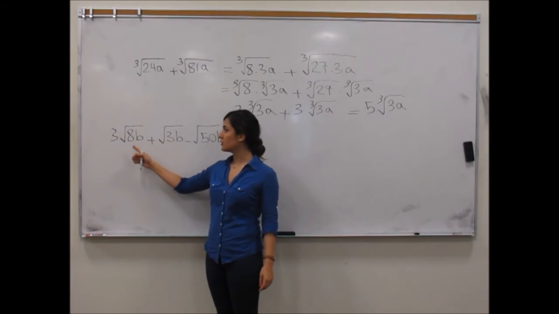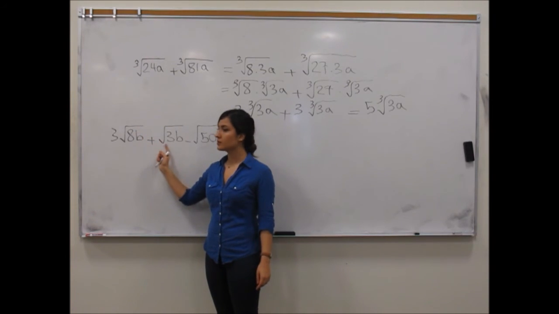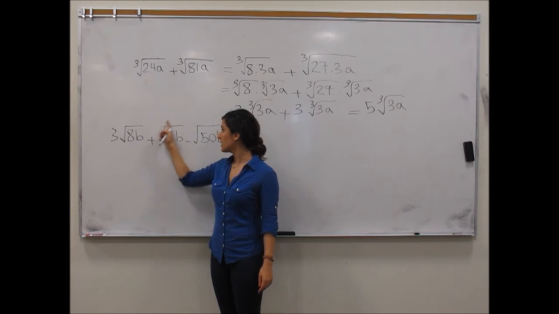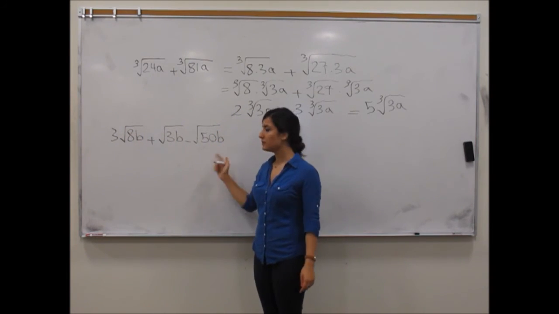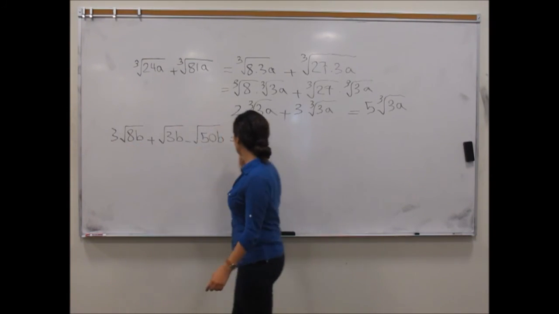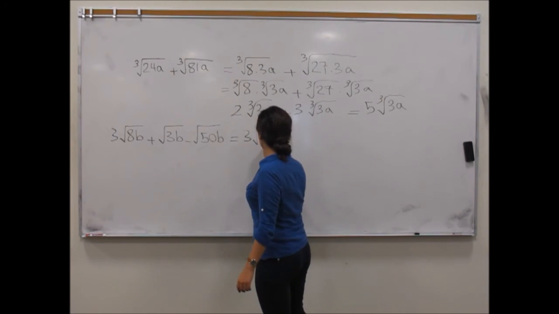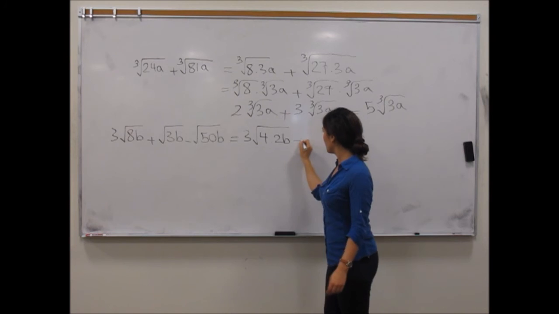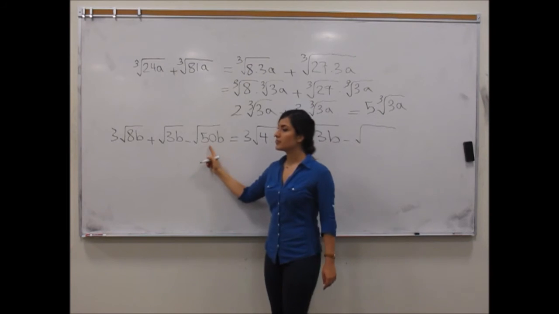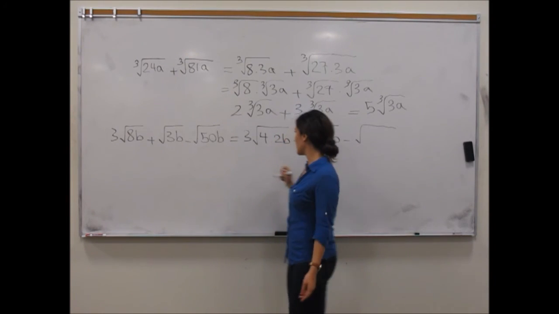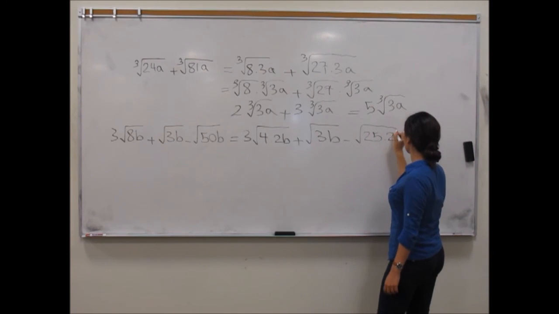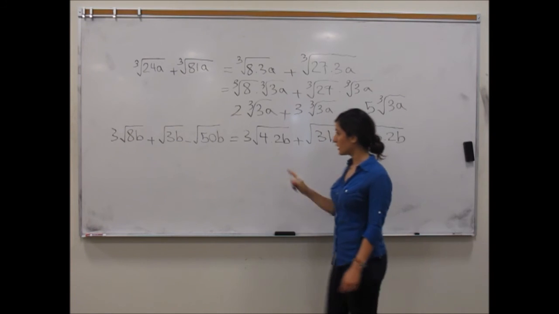Okay, so let's go over the second one. I just need to tell you that these were square roots, not cube roots. It's 3 rad 8b plus rad 3b minus rad 50b. So I'm going to simplify them. For 8, the perfect square in 8 is 4. So I'm going to write it as 3 times rad 4 times 2b plus rad 3b minus, instead of 50, I can write 25 times 2 because 25 is the largest perfect square in 50. So 25 times 2b, and then I can break down the radicals.